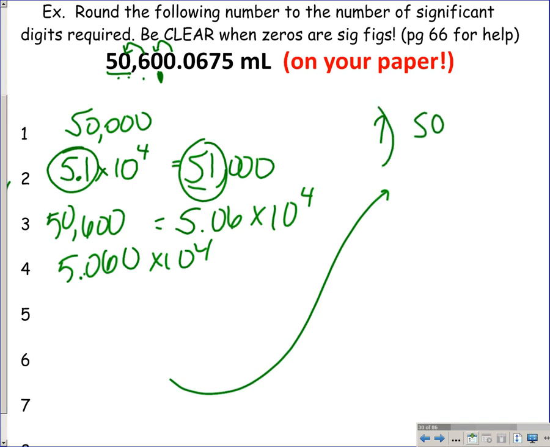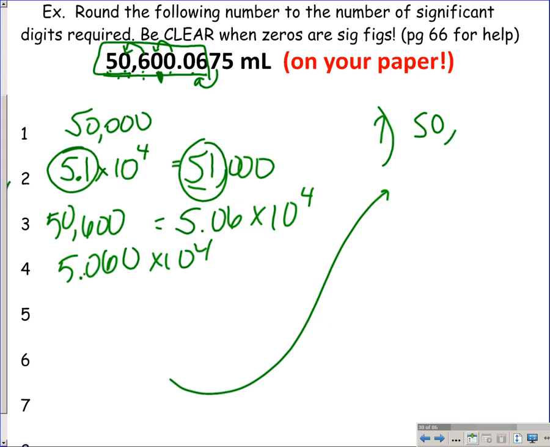So I see here I got 1, 2, 3, 4, 5, 6, 7. These are the only numbers I'm concerned about. Does that 7 influence that 6? What's it do to it? It rounds it up. So I can actually record that number, just truncate it and round it up.